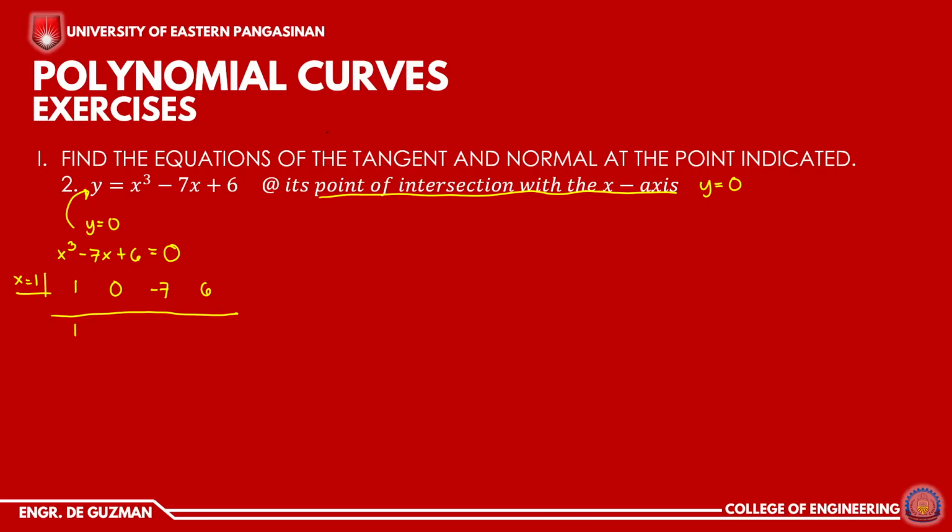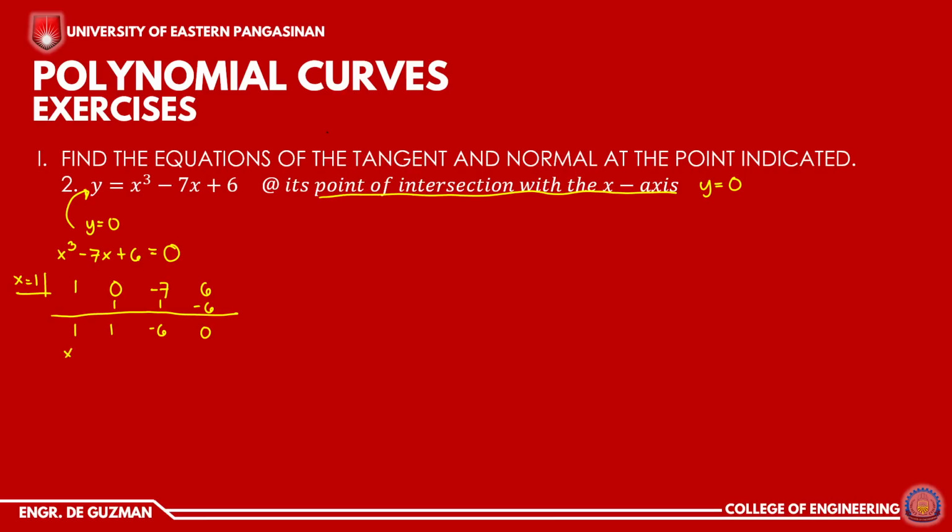So, bring down 1. 1 times 1 is 1. 0 plus 1 is 1. 1 times 1 is 1. Negative 7 plus 1 is negative 6. Negative 6 times 1 is negative 6. And positive 6 plus negative 6 is 0. So, that means ang isang value ng x natin is positive 1.